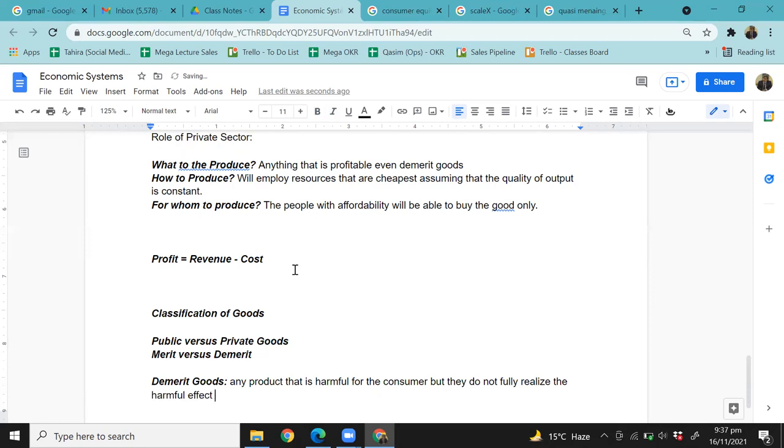And therefore they overconsume it, right? As simple as that. Think about this: a lot of people consume cigarettes, alcohol. These are all demerit goods, even junk food to some extent. Fast food is not that healthy as per the research. Alcohol, and so on, we go on this.